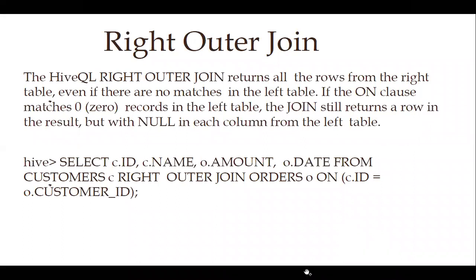So the query you can use in the right outer join is select c.id, c.name, o.amount, and the same thing, and you can see here right outer join orders. This is the keyword you can use in the query to perform the right outer join.